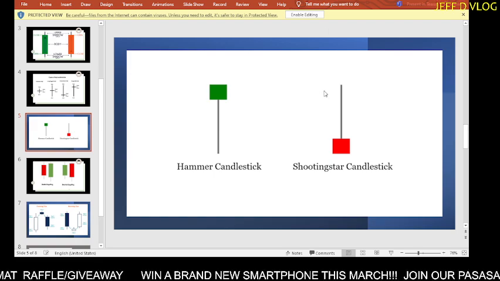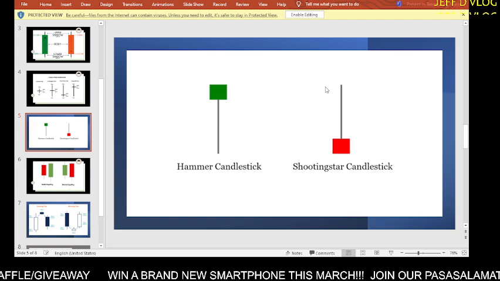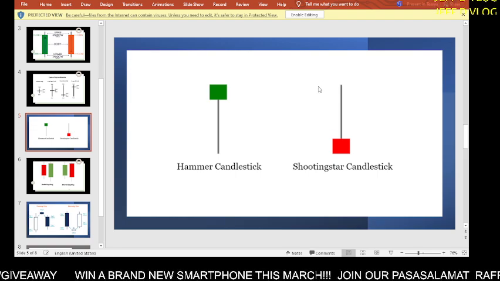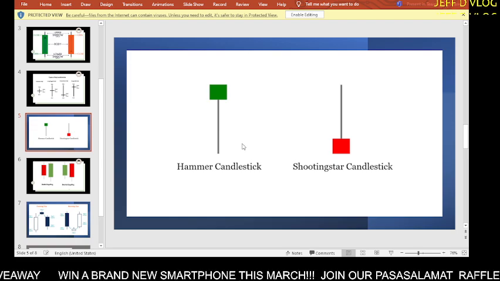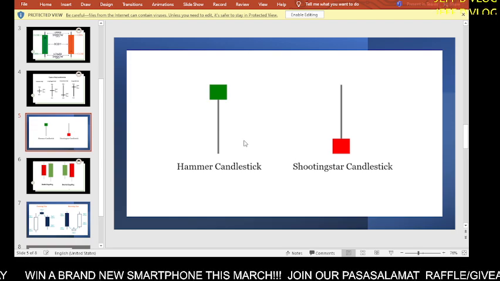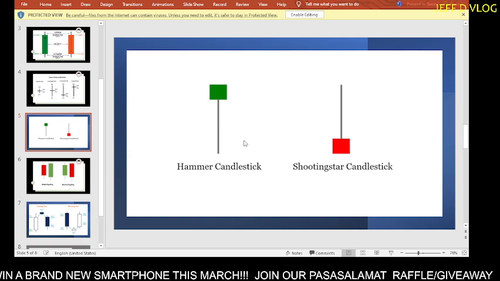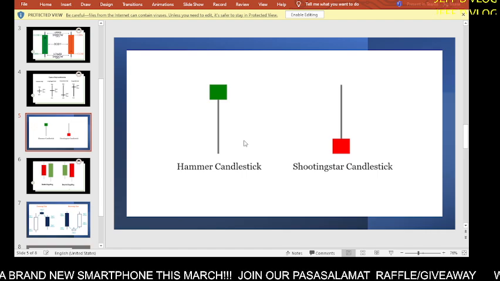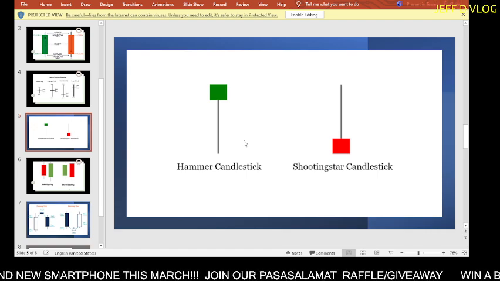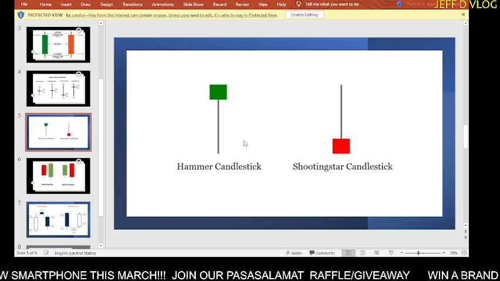And this candlestick means, of course, the hammer candlestick first. This hammer candlestick has a prolonged lower wick and little or no upper wick. It emerges at the bottom of a downtrend, and typically it indicates the possibility of a bullish reversal.